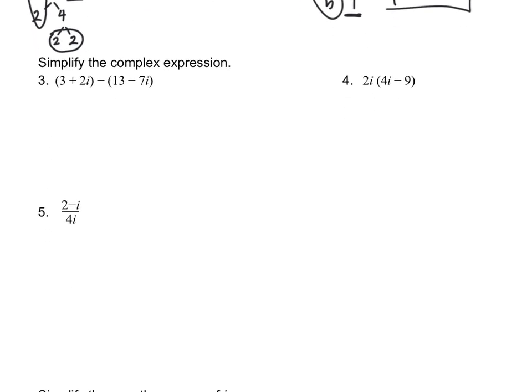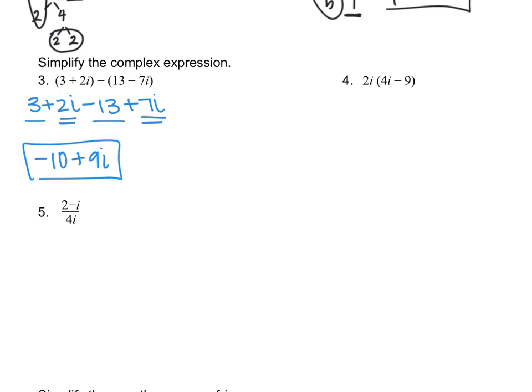So next we're going to look into addition, subtraction, multiplication, and division with complex numbers. So our first example is 3 plus 2i minus 13 minus 7i. What I'm actually going to do here is distribute the negative into the second set of parentheses, so I can then treat it like an addition problem. So we end up with 3 plus 2i minus 13 plus 7i. So 3 minus 13 is negative 10, and 2i plus 7i is 9i.